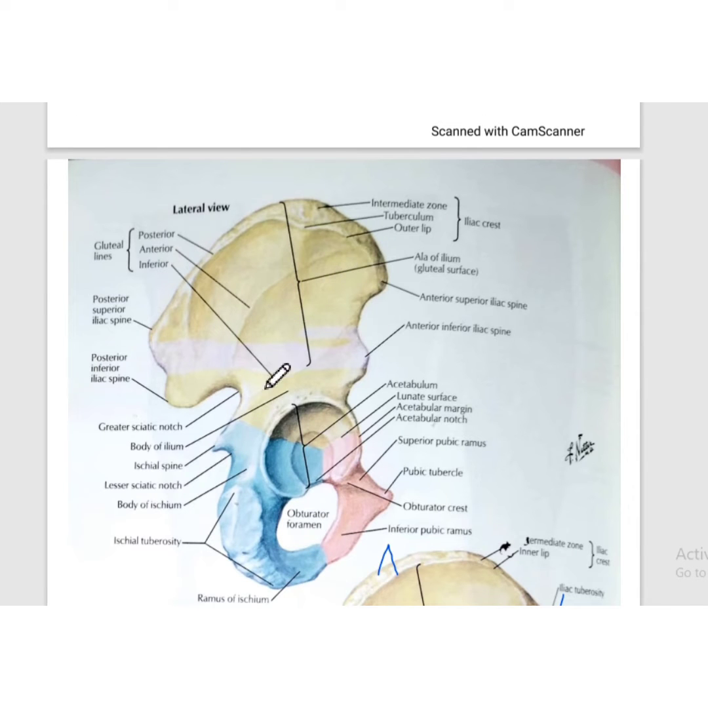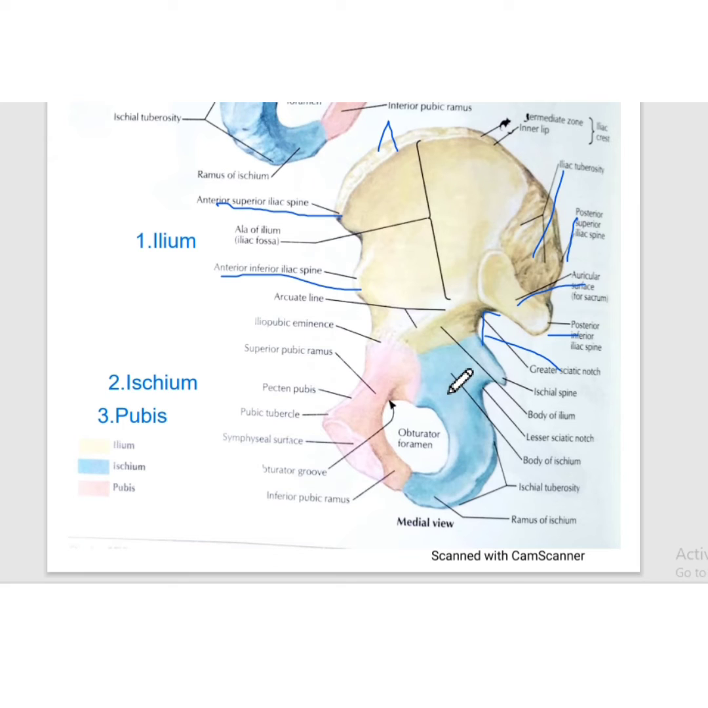This notch is called the greater sciatic notch. This one is the lateral view of the hip bone, and on the outer surface of the ilium there are three gluteal lines which are named the posterior gluteal line, the anterior gluteal line, and this third and last one is called the inferior gluteal line. And this part, which is shown here in blue, is called the ischium. This ischium consists of an upper thicker part which is called the body of the ischium, and a lower thinner part which is called the ramus of the ischium.